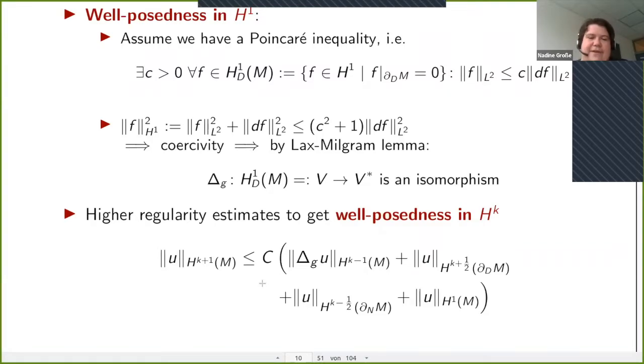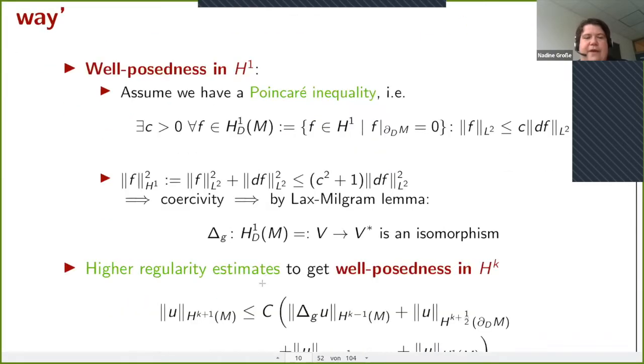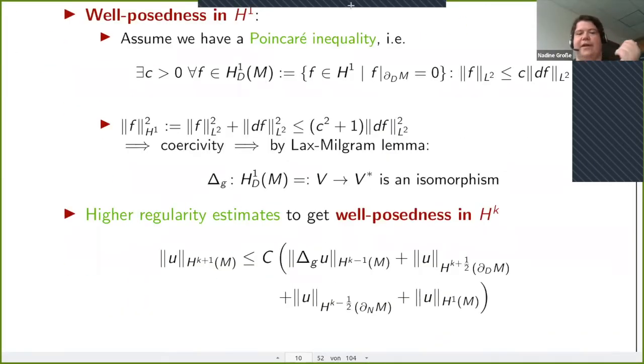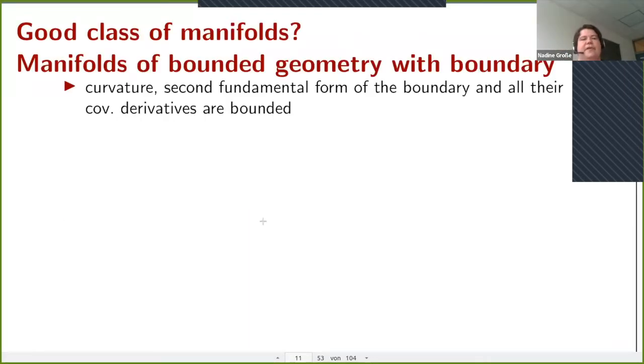If you want to go this way, there are two ingredients: the Poincaré inequality and the higher regularity estimate. Higher regularity estimates are not the issue. If you know them locally on some nice space in Rn, you can put them together if your manifold is nice enough, and you are happy. Where you have to work a bit is the Poincaré inequality. So the question is, what are good classes of manifolds where both the Poincaré inequality and so on work?